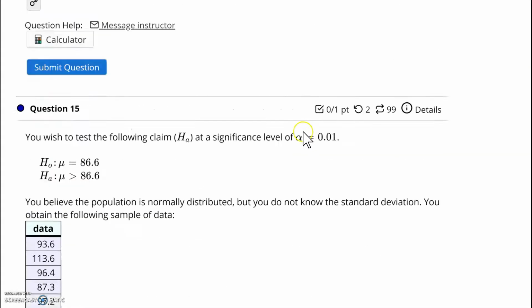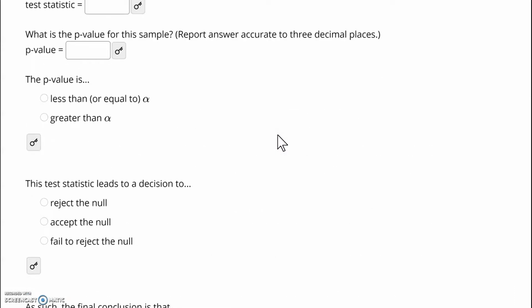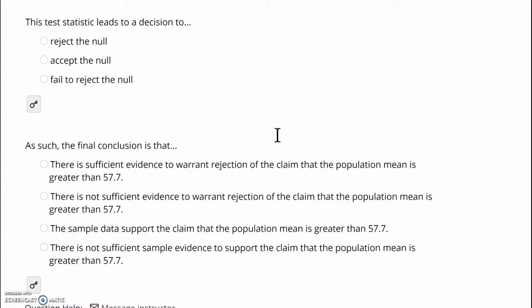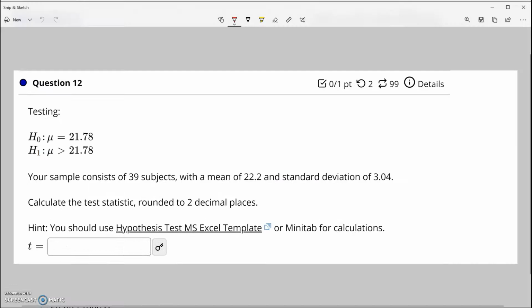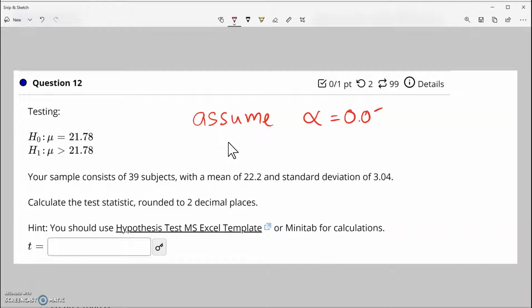I'm sorry, I'm scrolling here. I don't know what this does to the video, but I'm going back to question number 13 so that we can work on this one. Let's see which one I had here. So this is question 12, and the only thing that's missing when you're doing this is perhaps the confidence level. On some of the websites that I'm going to show you, you're missing the confidence level. So for this one, you can just assume alpha is equal to 0.05. Okay, so that's all you have to do for question 12.